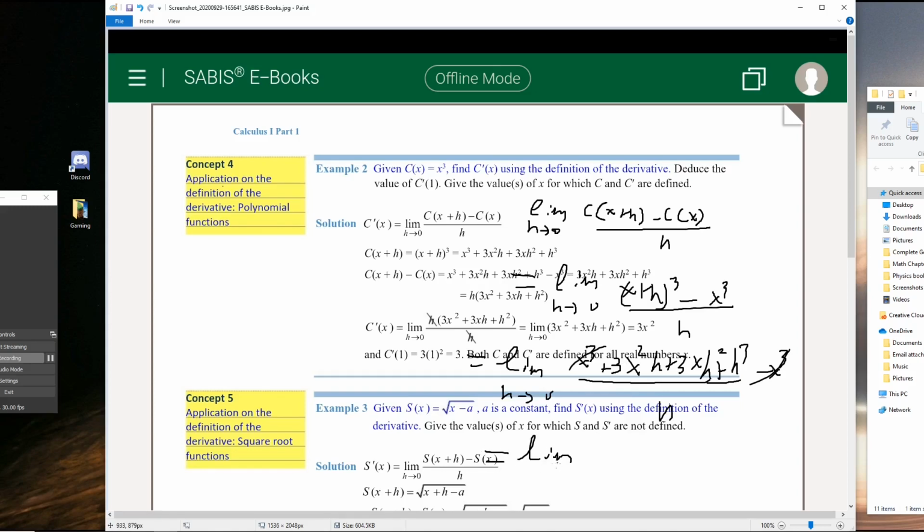Limit as h approaches 0. You factor the h out because it's very tempting, especially when you have an h down here. Factor the h, you get 3x squared plus 3xh plus h squared, over h. Cancel, substitute immediately. 0, 0, you're left with this. We're done pretty much.